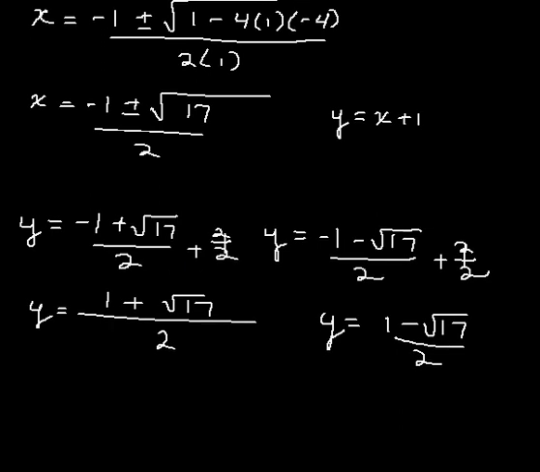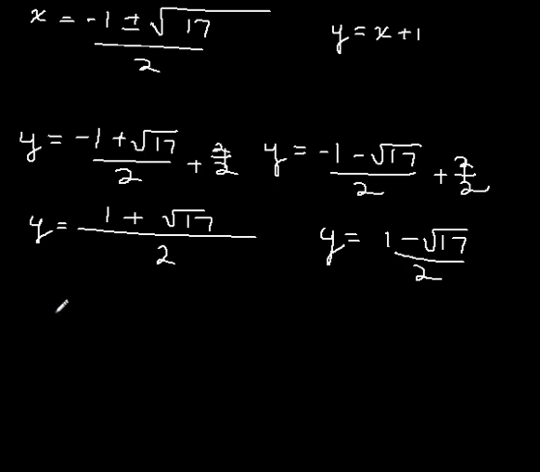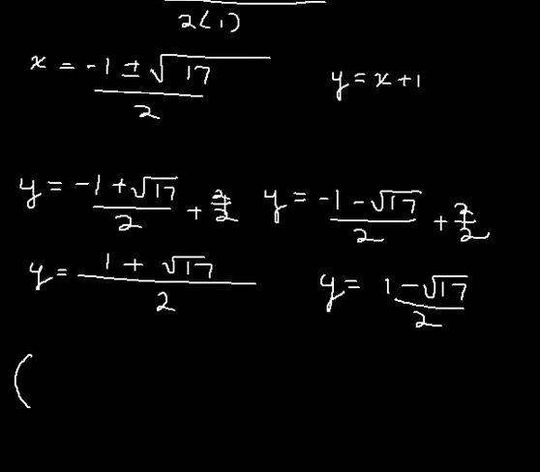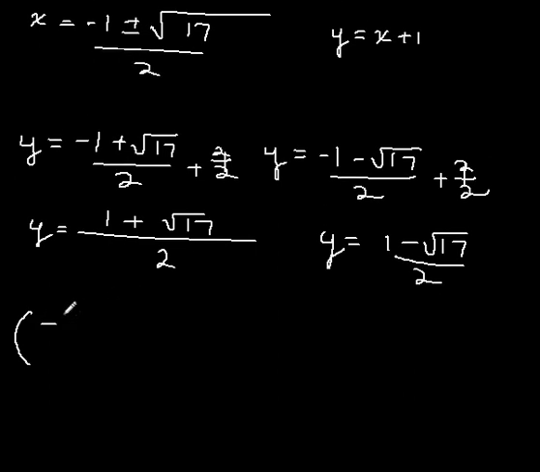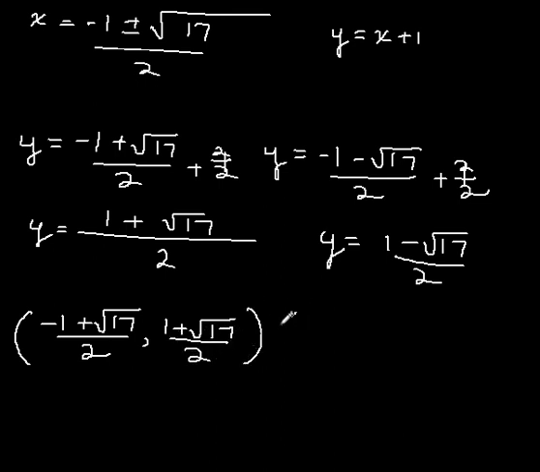Okay, so you're going to write your x values and your y values for your answers. These are your answers. It's kind of messy looking, but they're not that hard. So you're going to get negative 1 plus the square root of 17 over 2 is your first x. And your first y is 1 plus the square root of 17 over 2. And your other answer is going to be negative 1 minus the square root of 17 over 2, and your y would be 1 minus the square root of 17 over 2.